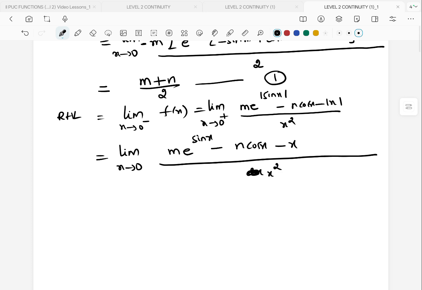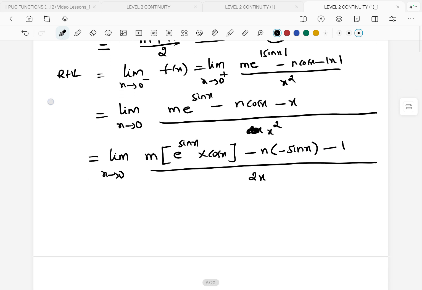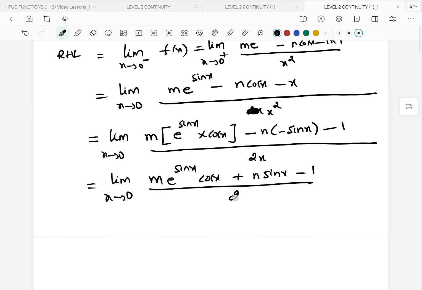Now let's differentiate. So when you differentiate, you get limit x tends to 0, denominator is 2x. Numerator m into derivative of e power sin x by chain rule is e power sin x into cos x minus n into derivative of cos x is minus sin x, derivative of minus x is minus 1. So this can be written as limit x tends to 0, m into e power sin x into cos x plus n sin x minus 1 by 2x.